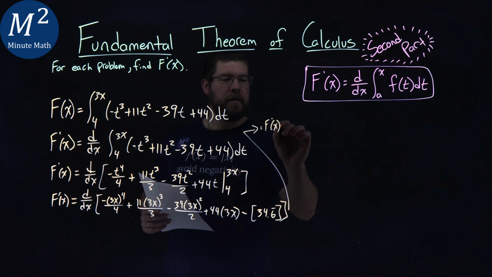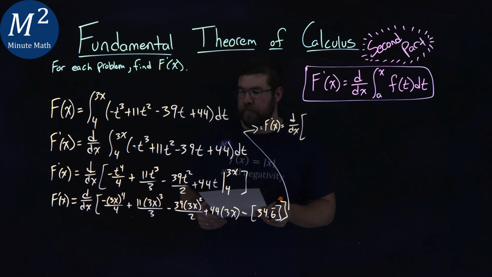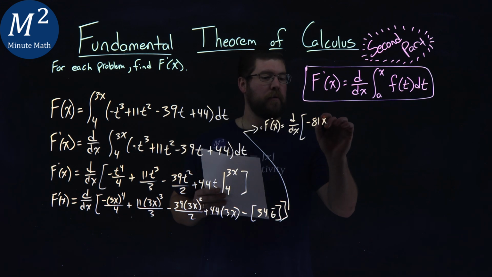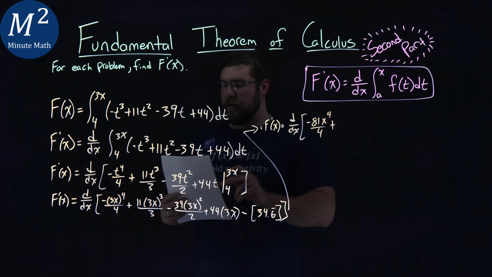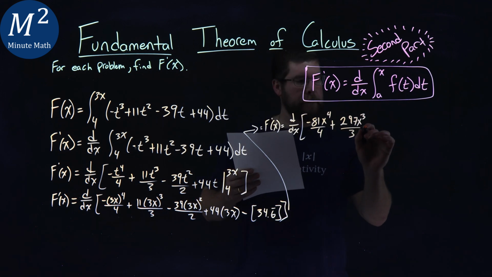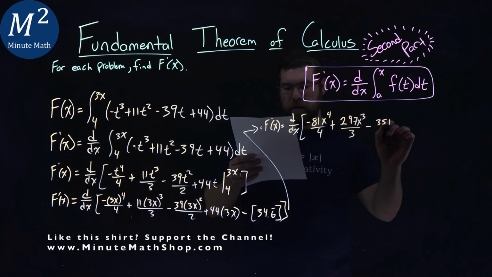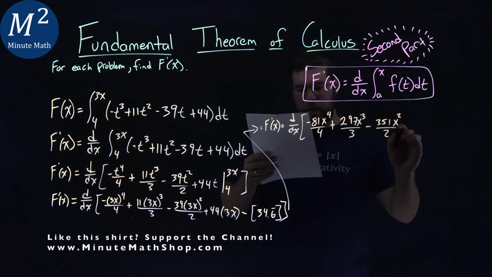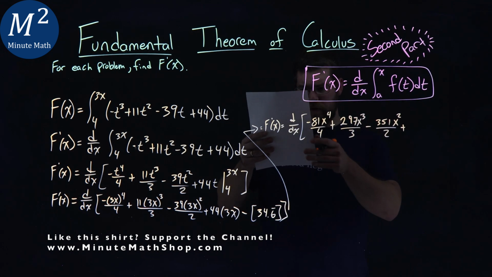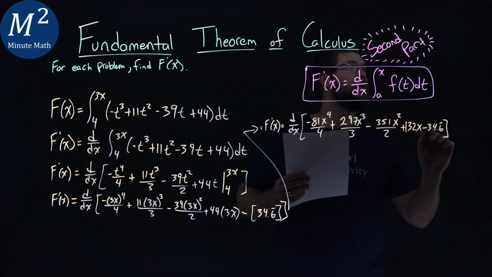F prime of x is equal to, now d over dx, and I'm going to simplify this out a little bit for you. We have 3x to the fourth power, which simplifies to negative 81x to the fourth over 4, plus the next part simplifies to 297x to the third over 3, minus the next part, 39 times 3x squared, becomes 351x squared over 2, plus the last part, 44 times 3 is 132x, and then we subtract the last part, 34.6 repeating.